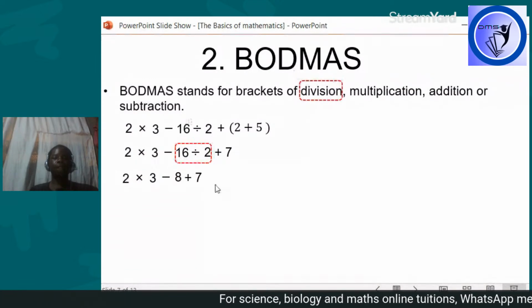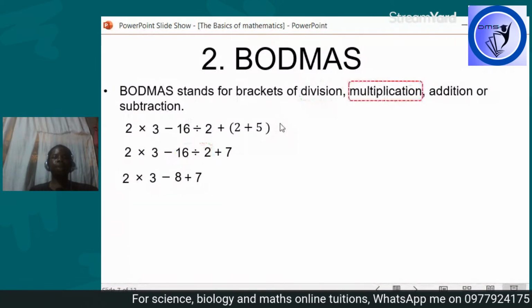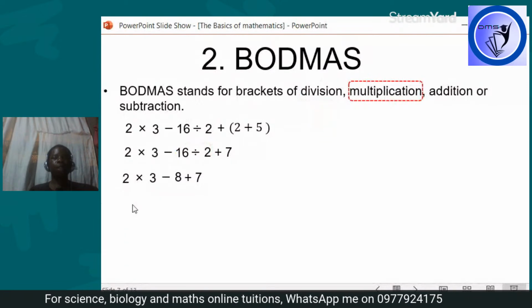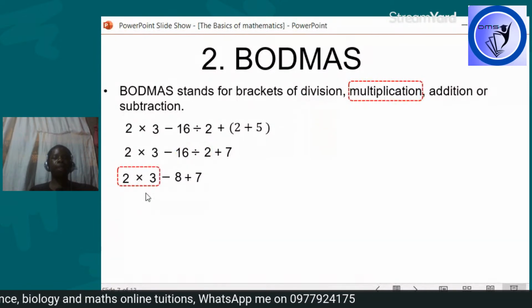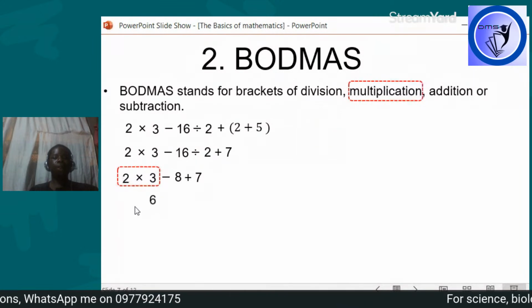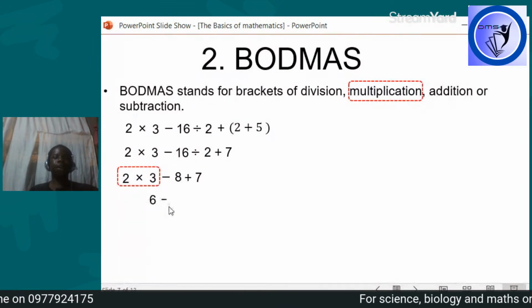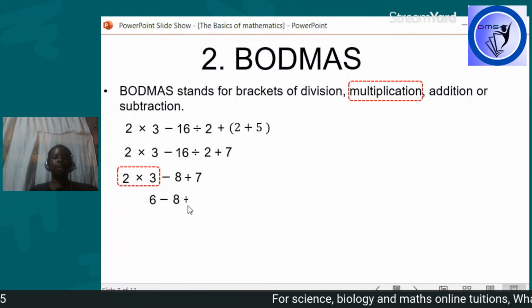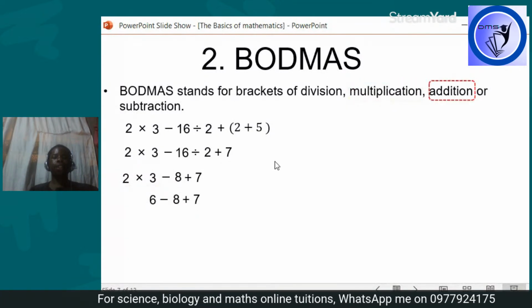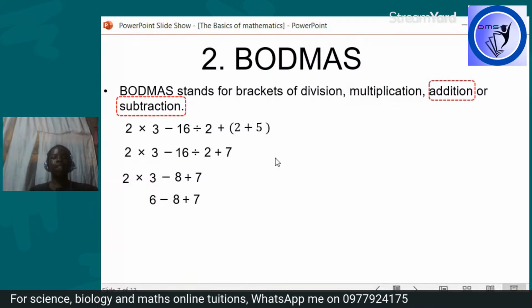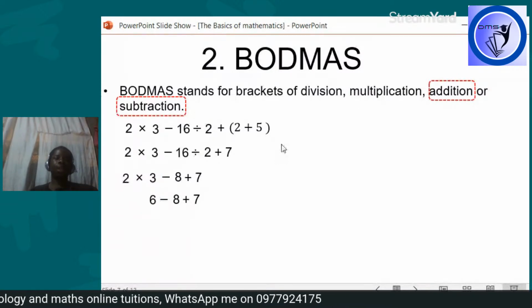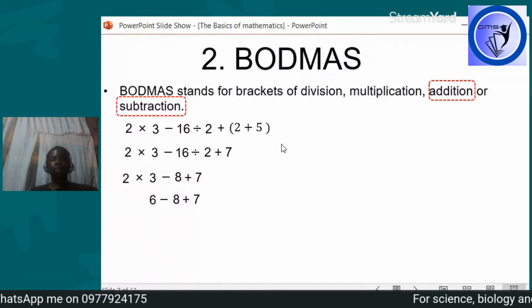You have done division. Then next is multiplication. Do you have multiplication? Yes, we have multiplication here. So then multiply 2 times 3, which will give you 6. Then you say minus 8 plus 7. Then what follows is either addition or subtraction. With addition and subtraction, you can start with either of these.